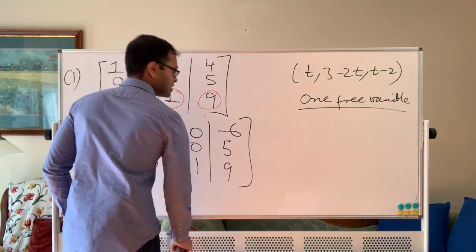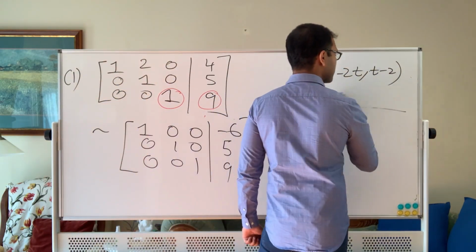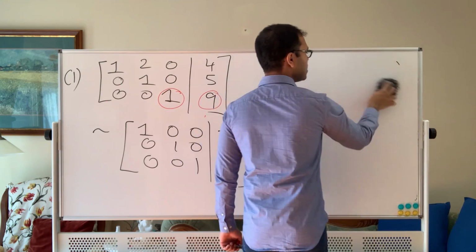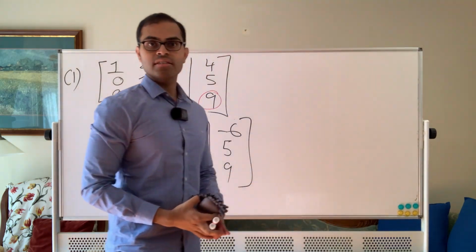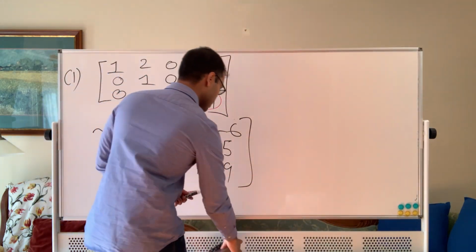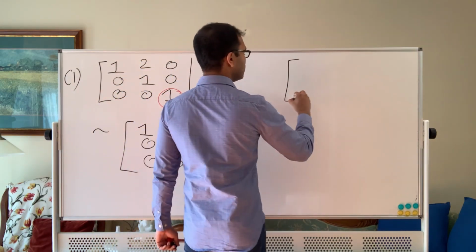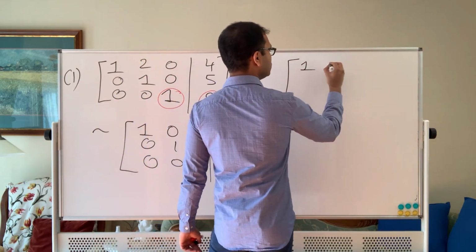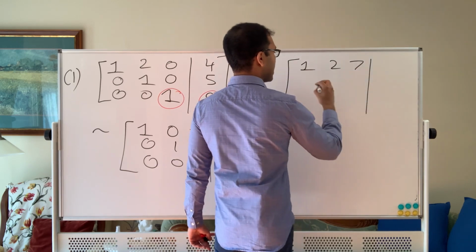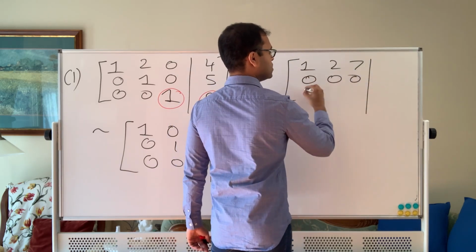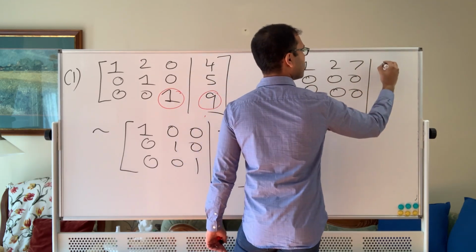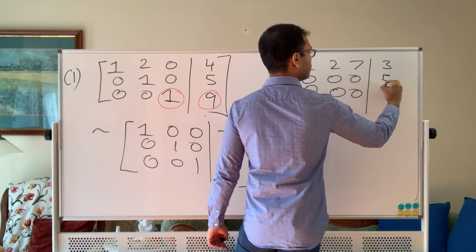Now let's do another example. So I want you to play along with me, try to find out what the solutions are going to be to this augmented matrix or the corresponding system of linear equations. So we're going to write down the following. We're going to write down 1, 2, 7, and then we're going to have a bunch of zeros. 0, 0, 0, 0, 0, 0. Okay, and here we're going to have 3, 5, 8.